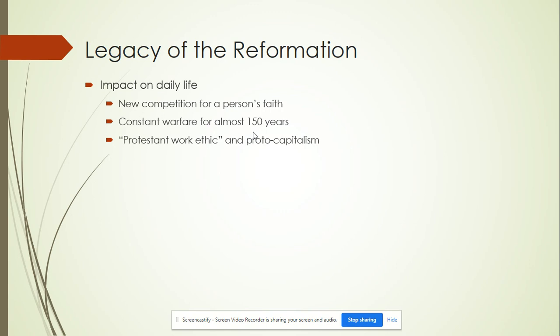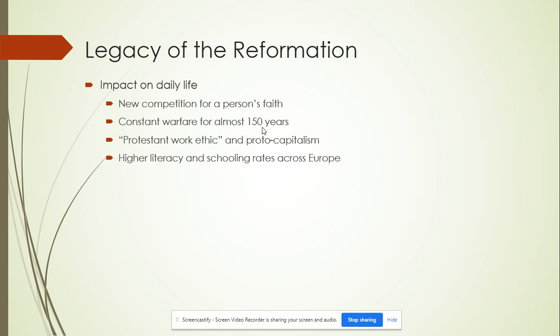The Protestant work ethic, which I already mentioned, and proto-capitalism, which is going to link to capitalism. Hard work means that you are one of the saved. And so you want to show all of your neighbors that, hey, I'm predestined for greatness. And so you're going to work your tail off.